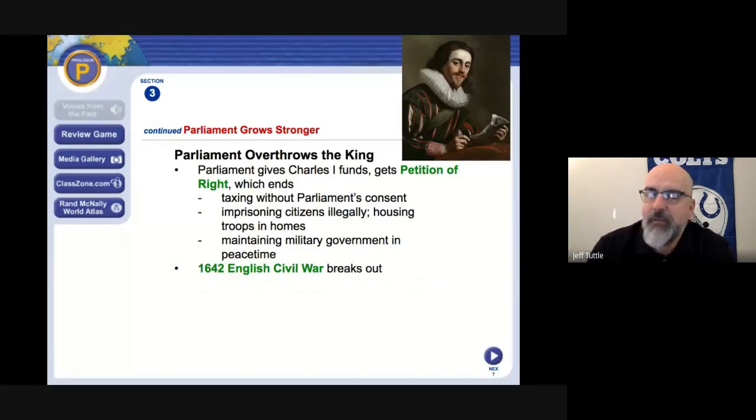And he figures he can break all the promises as long as he doesn't need Parliament again. But then another rebellion breaks out, and he needs Parliament again, and he calls them into session. They say, we're not giving you anything. And so this time he decides to play hardball. He says, well, I'm the king. And so he goes to arrest the leaders of Parliament. The leaders of Parliament find out, and so they're not there. And Parliament raises its own army to fight against the king's army, and we get the English Civil War.